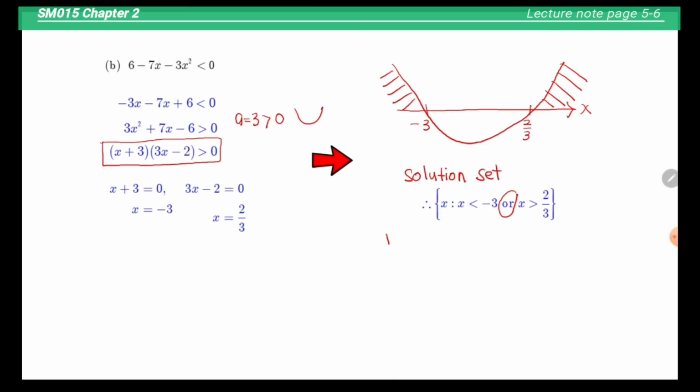Or we can write it in interval form. Interval form for the answer would be like this. It is from negative infinity up until negative 3, open, or, by using the union notation, starting from 2 over 3 until positive infinity. For the infinity, it will always be the open notation. That's all for our video on quadratic inequalities.